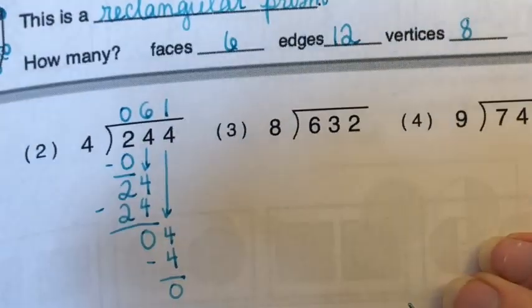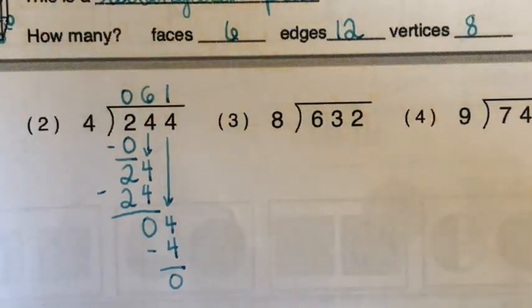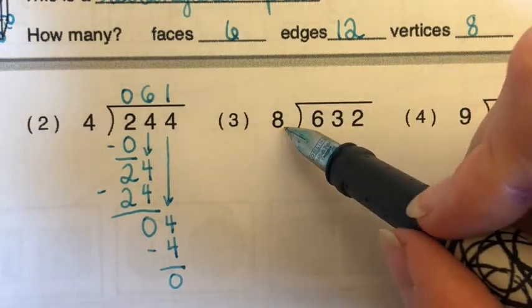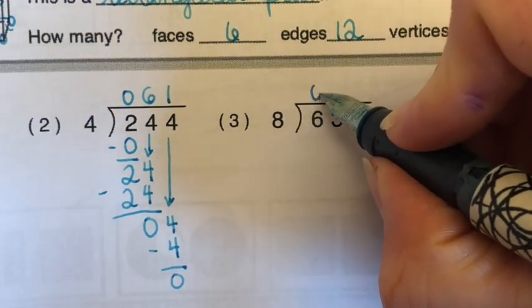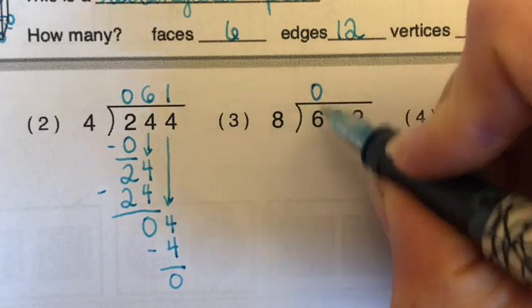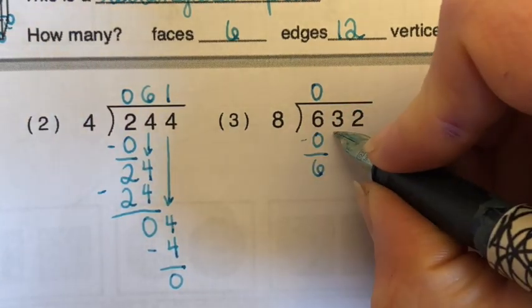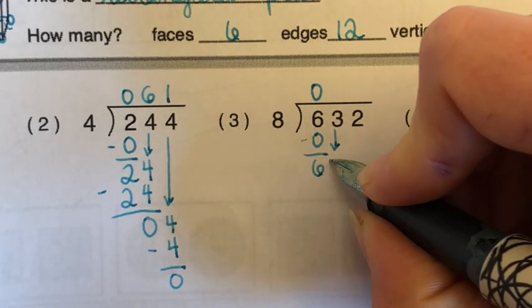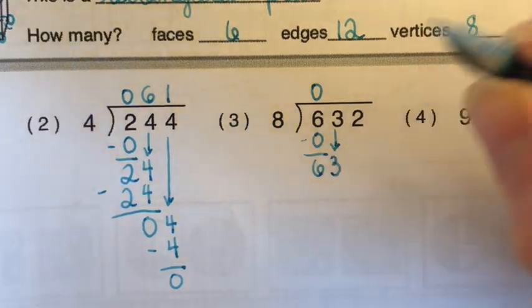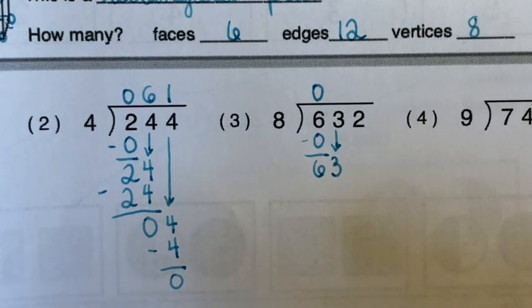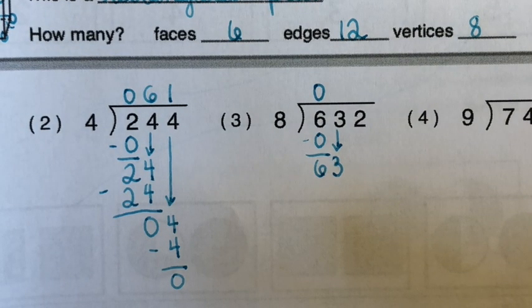On to number 3. So I'm going to do 8 goes into 6 0 times. 8 times 0 is 0. Subtract to find the difference of 6. Now I'm going to bring down this 3. How many times does 8 go into 63? Now it's close to a fact you might know well.